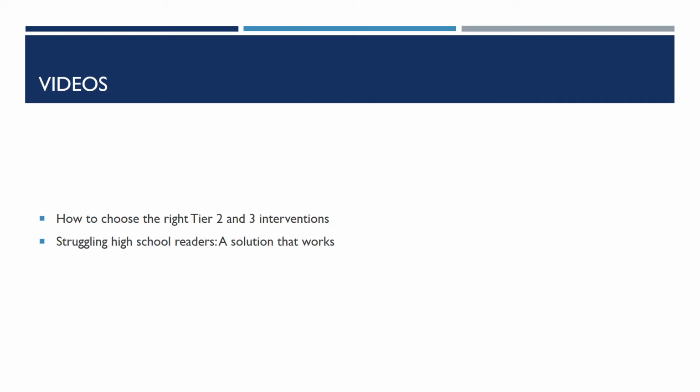Then you have videos. So the 2 videos are how to choose the right tier 2 and 3 interventions. Again, this is going to help you with your case study, and struggling high school readers solution, and that also may help you with your case study if you're working with secondary students.